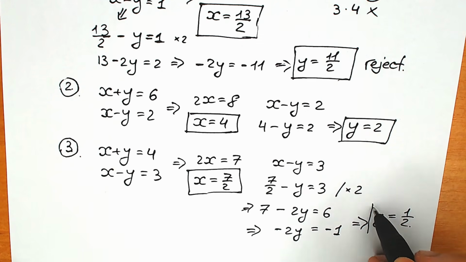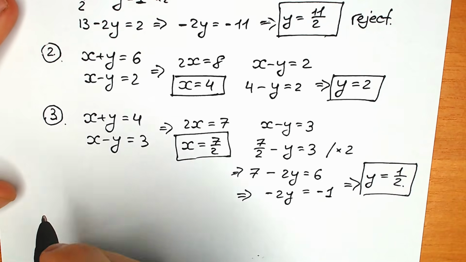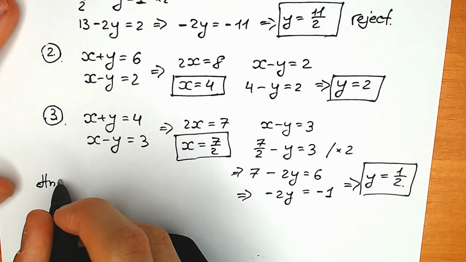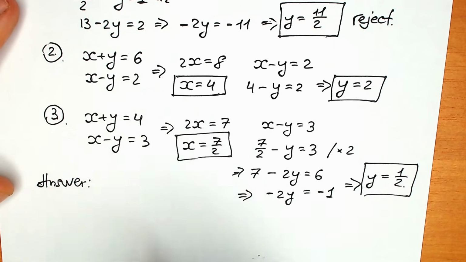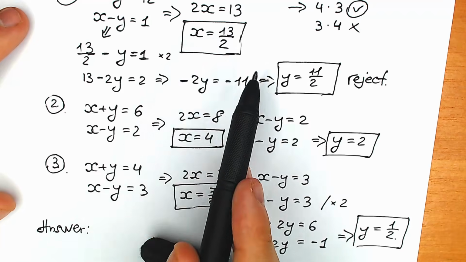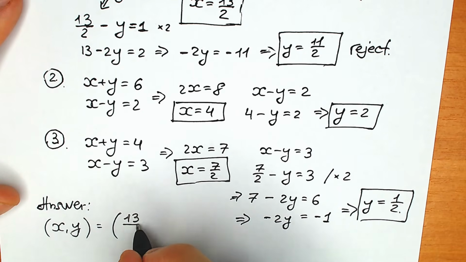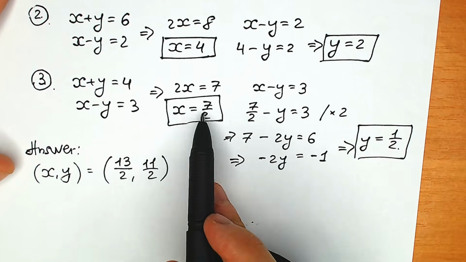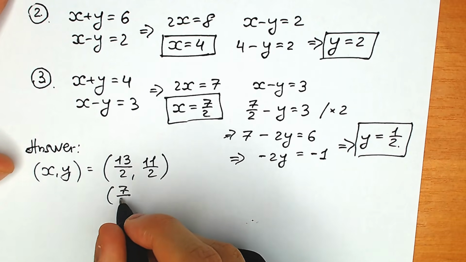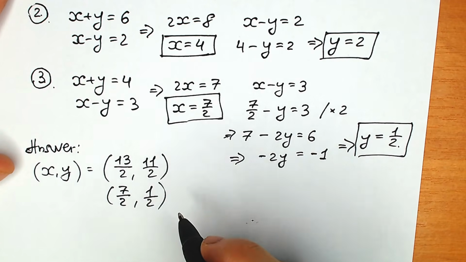Okay, so let's write our final answer. We solved this question. We checked all these combinations. So first of all, if you need to solve this question completely without any restrictions about integers or non-integers, you can easily use this pair: x and y equal to 13/2, 11/2. Second pair, this one: 7/2, 1/2. If you need to solve this question completely, these both pairs are not integers.